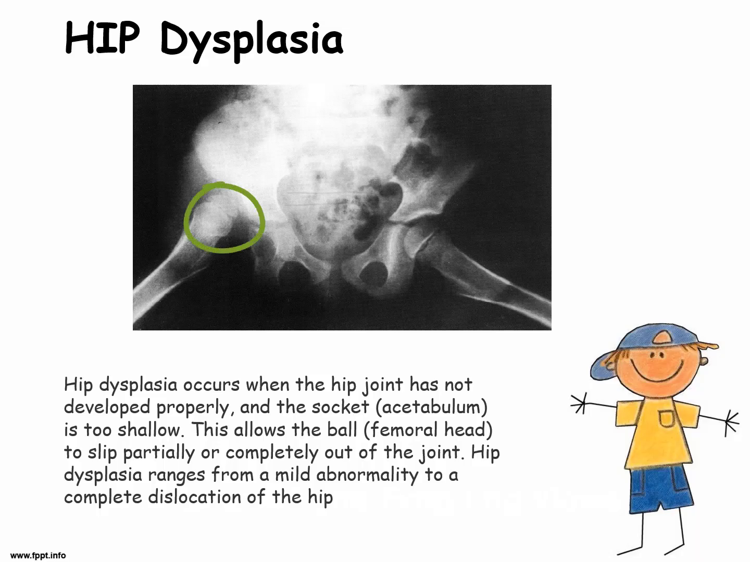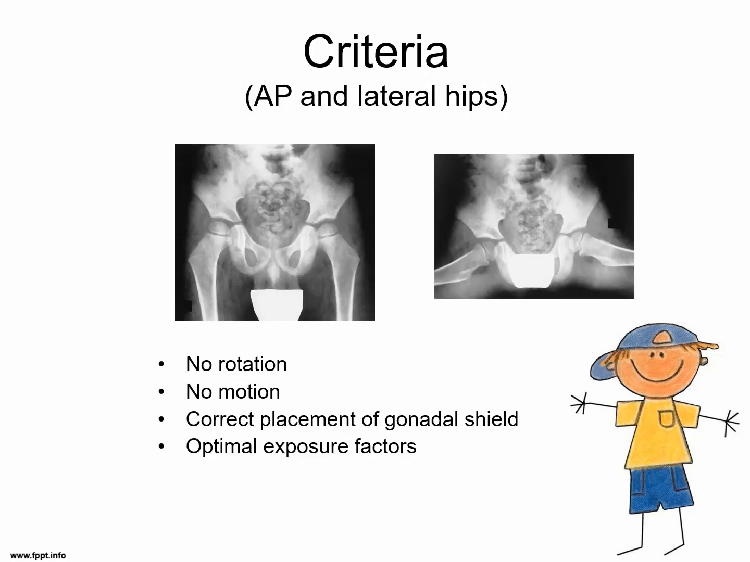Another problem that seems to be fairly common is called hip dysplasia. Hip dysplasia occurs when the joint has not developed properly and the socket, or the acetabulum, is too shallow. This allows the ball, the femoral head, to slip partially or completely out of the joint. Hip dysplasia ranges from a mild abnormality to a complete dislocation of the hip.